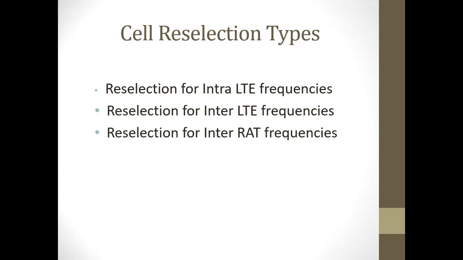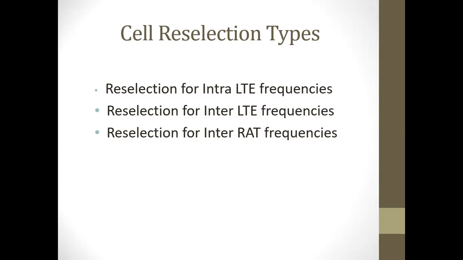So if there is a requirement that you switch from one bandwidth deployment to another bandwidth deployment, then it is called inter-UMTS frequencies, or in the LTE case, inter-LTE frequencies. But if the new base station you are selecting is on the same bandwidth, it will be intra, and most likely it will be intra, but it can also be inter.